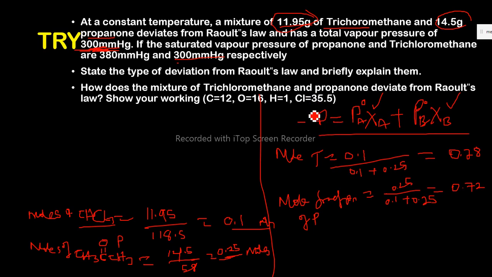Okay? And then we compare this partial pressure with the one predicted by Raoult's law. Sorry, with the experimental one. So let's fix it in. So our P therefore is going to be P of trichloromethane, it is 380. So it will be 380 times 0.28. Then we add there 300 times 0.72. So what is the answer?